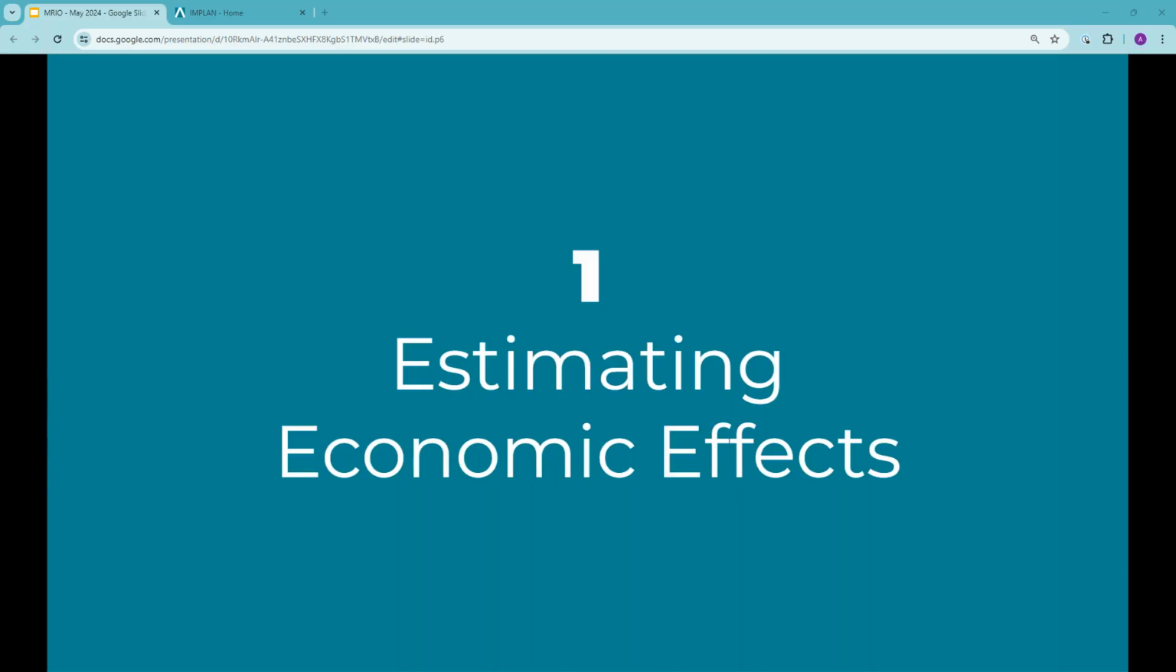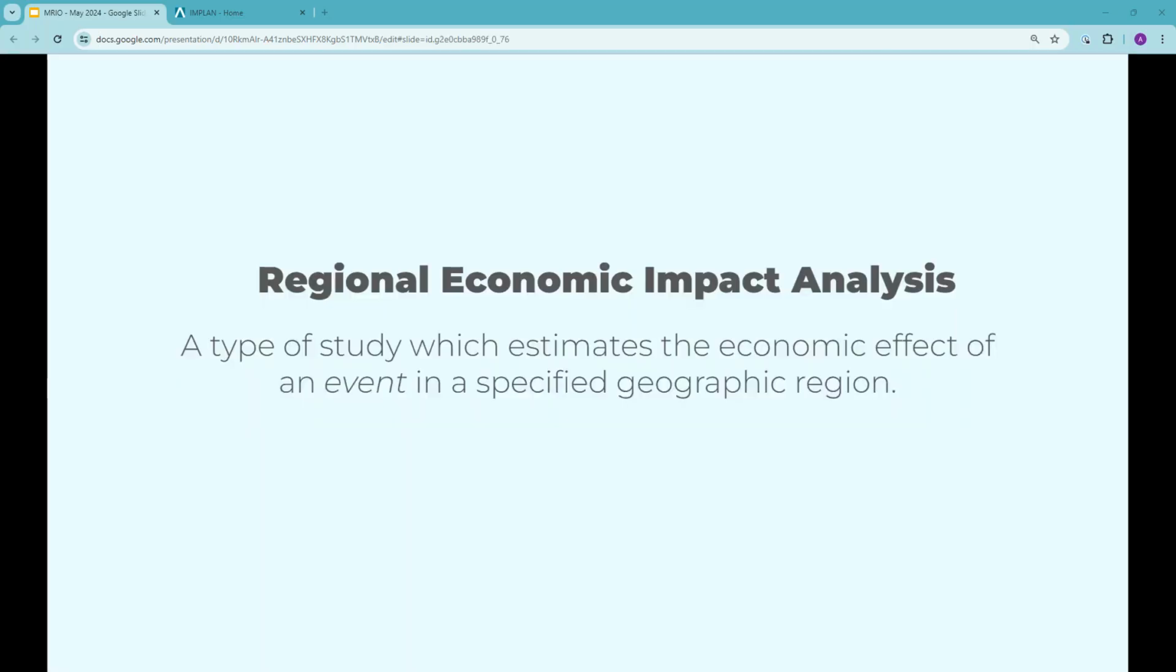So before we dive headfirst into MRIO, I think it's best to first talk briefly about estimating economic effects. Most, but certainly not all of our customers come to IMPLAN looking to do an economic impact analysis. This type of study estimates the economic effect of an event in a specified geographic region.